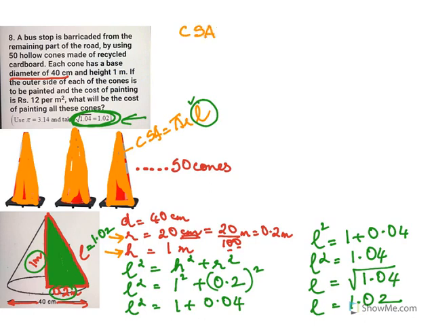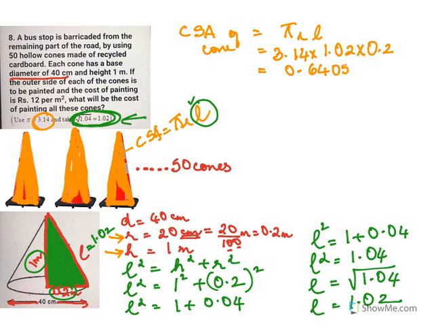So we know the CSA of this cone is pi RL. Take care, the pi has to be 3.14. That is what is asked. Your L is 1.02 and your R is 0.2. When you multiply this, surface area will come as 0.64056 meters square. That is CSA of one cone.